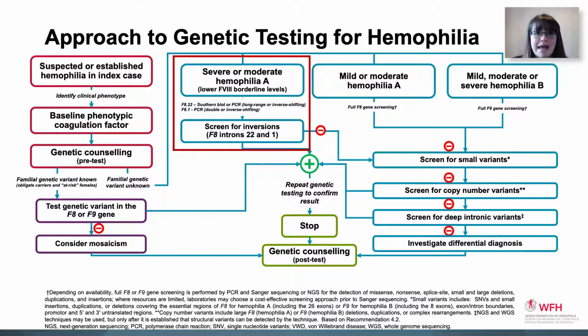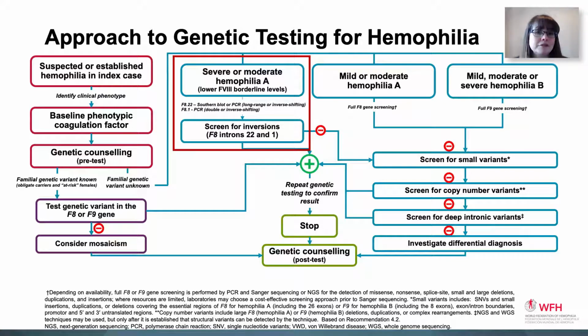For severe haemophilia A, up to 45% of cases are caused by the factor VIII intron 22 inversion variant, and this is a common underlying variant in these patients. A further 2% of these severe cases are caused by the factor VIII intron 1 inversion. So when we have a case of severe haemophilia A, we're going to screen for these inversion mechanisms first. We will also screen those patients with a low moderate level of factor VIII of 1 international unit per deciliter.